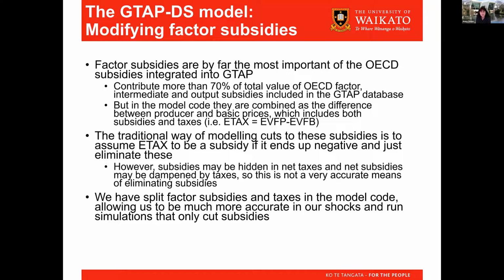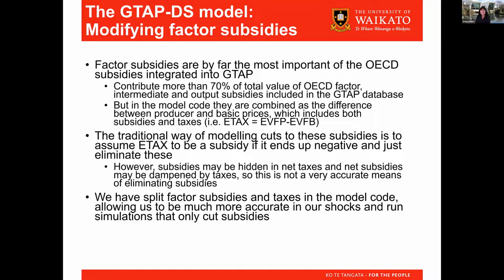But in the standard GTAP model code, these factor subsidies are combined as a difference between producer and basic prices, and this includes both subsidies and taxes. So again, if you're familiar with the notation, it would be E-tax, which is a difference between producer and basic prices. The traditional way of modelling cuts to these subsidies seems to have been to assume that E-tax is a subsidy if it ends up negative and eliminate those.